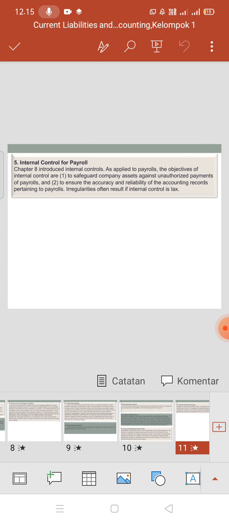5. Internal control for payroll. Chapter 8 introduced internal control as applied to payroll. The objectives of internal control are 1. to safeguard company assets against unauthorized payment of payroll, and 2. to ensure the accuracy and reliability of the accounting records pertaining to the payroll. Irregularities often result if internal control is lacking.